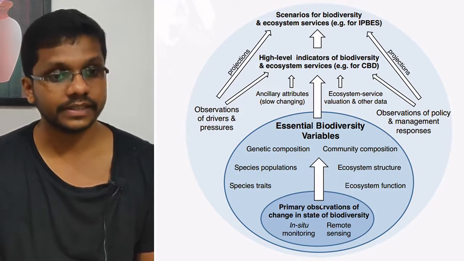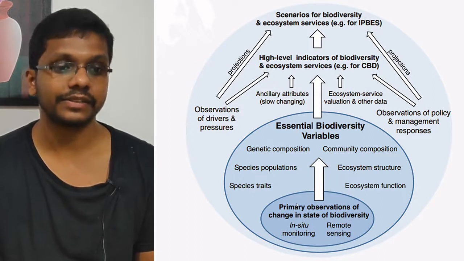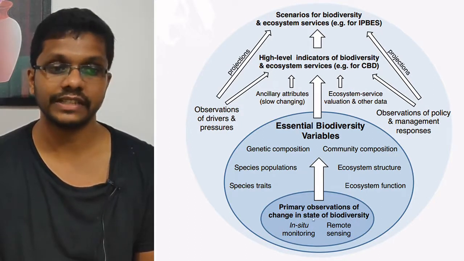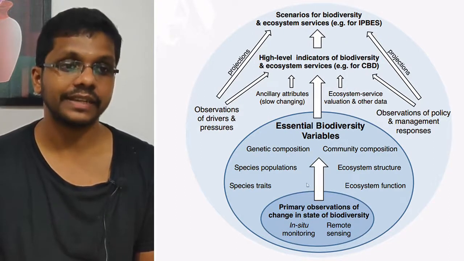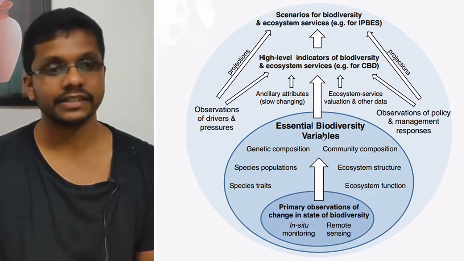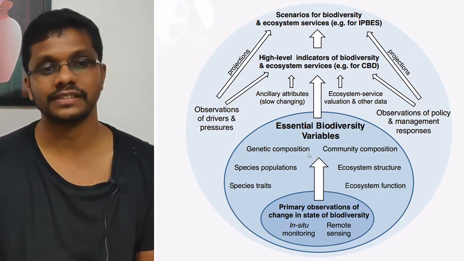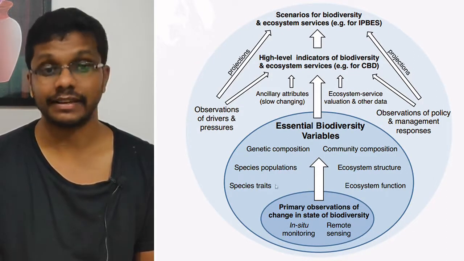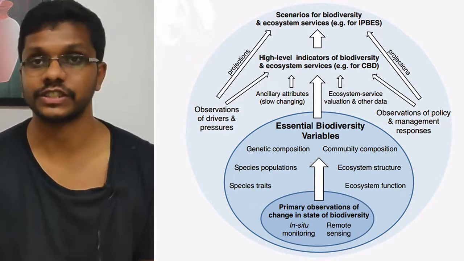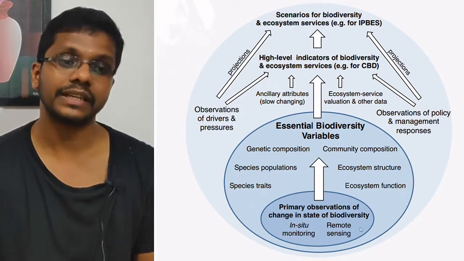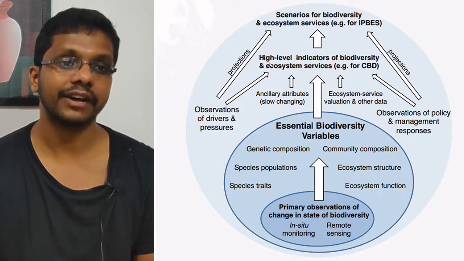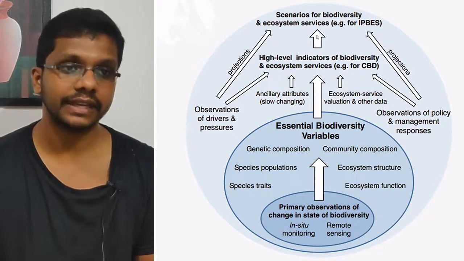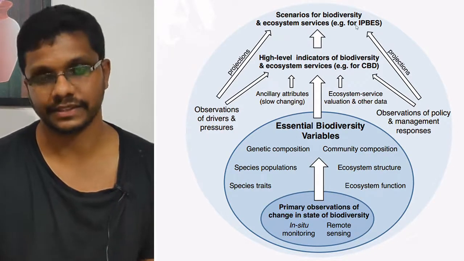So the first stage in biodiversity monitoring is primary observation of change in the state of biodiversity. We can use different techniques for that. From that we will derive essential biodiversity variables: changes in the genetic composition, species population, species traits, ecosystem function, structure, community composition, etc. Whatever type of primary data we are collecting, we are converting this data into essential biodiversity variables. From that, we will derive high-level indicators of biodiversity. Then from that, we will measure the ecosystem services.